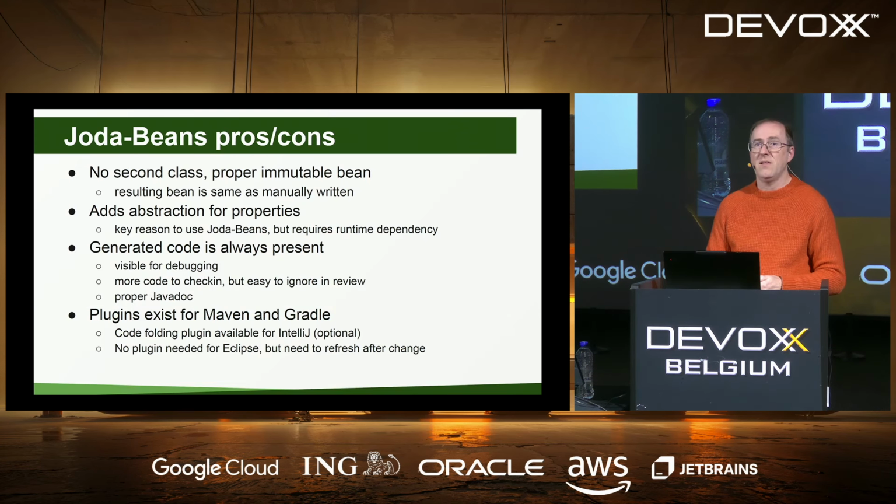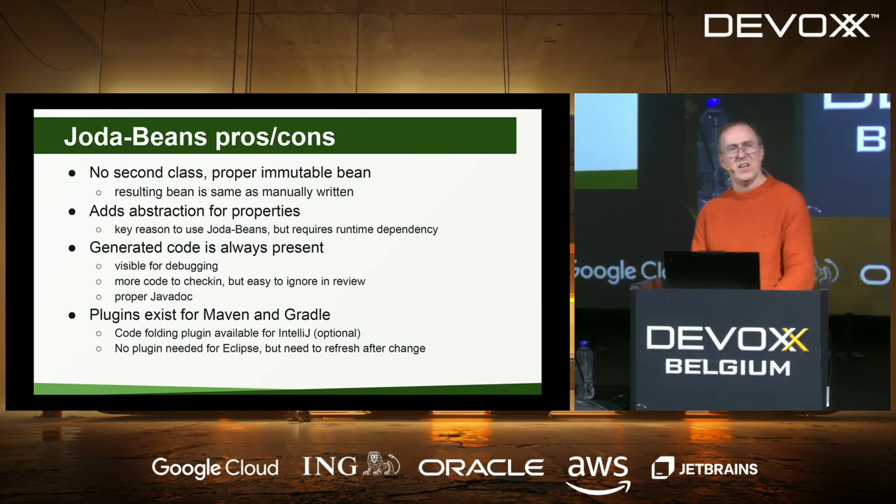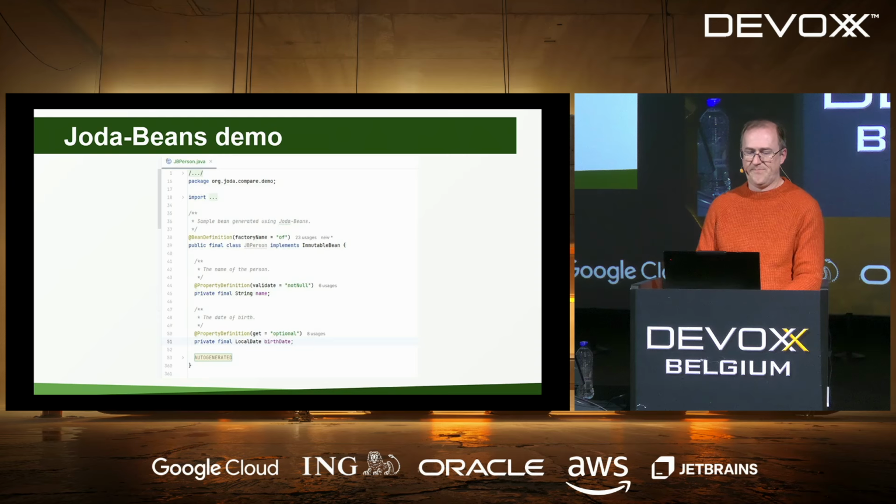So again, like Lombok, there's no second class, it's just a normal class. The resulting bean is what you would have manually written if you'd gone to an IDE and done it. The generated code is always there, so when you check out from Git, it's there, it will compile immediately. You've got this extra property abstraction, and there are some plugins. There's a code folding plugin for IntelliJ, and I've been trying to get AI to generate me an even better plugin for IntelliJ, but it hasn't been playing ball so far.